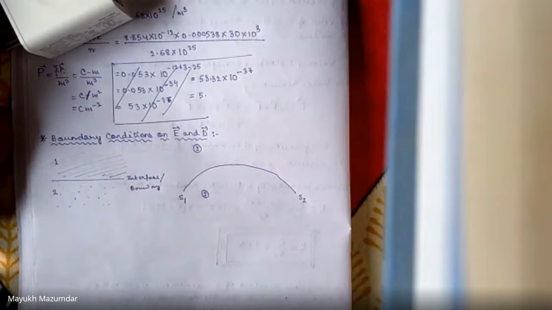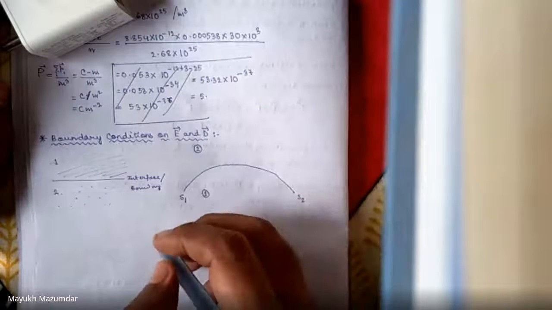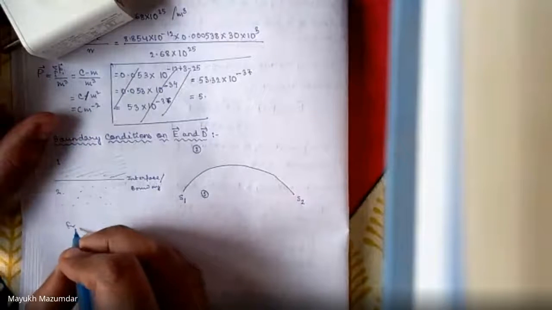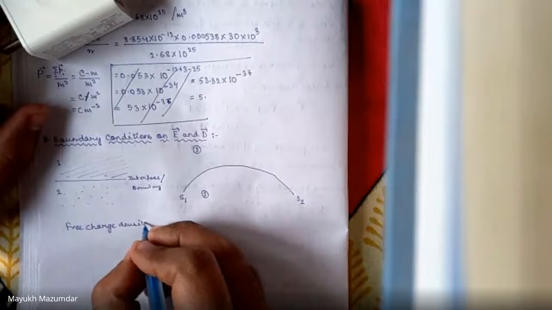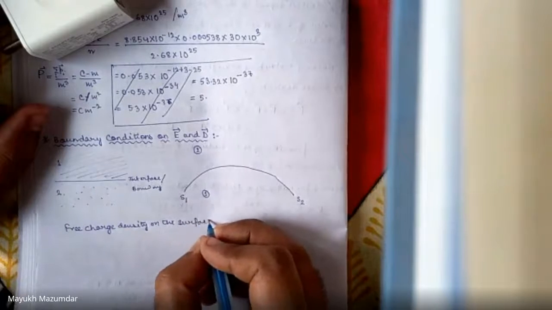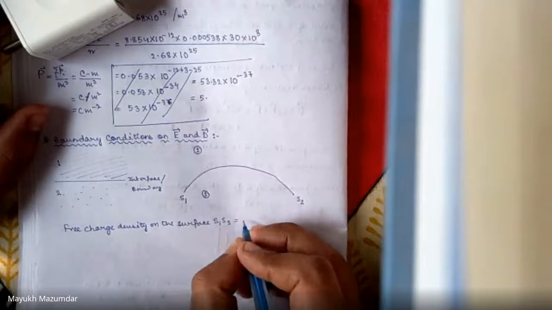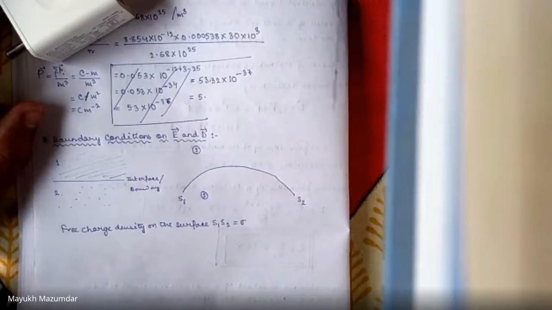Think of it that way. Let us assume that there is a free charge density sigma on the surface. The surface has some free charge. So the free charge density on the surface S1, S2, let me call that sigma. I hope by this time it is clear what you mean by free charge and bound charge.